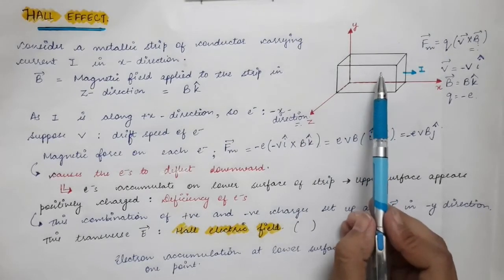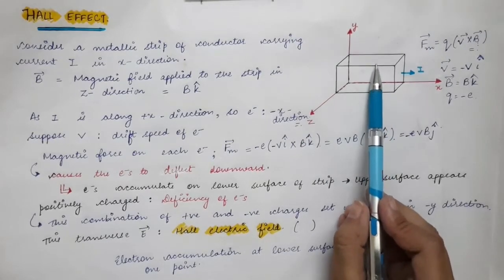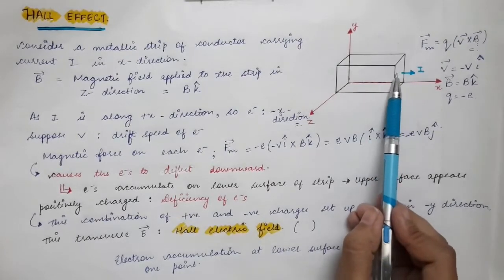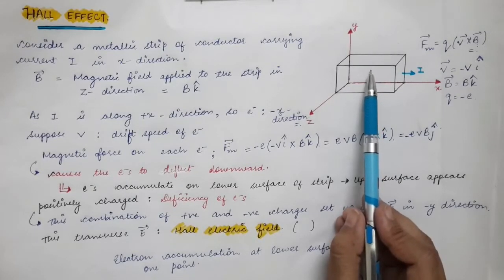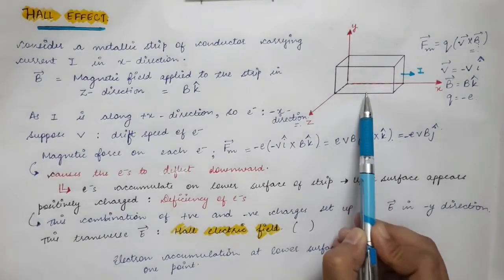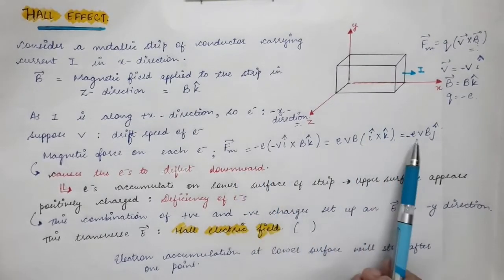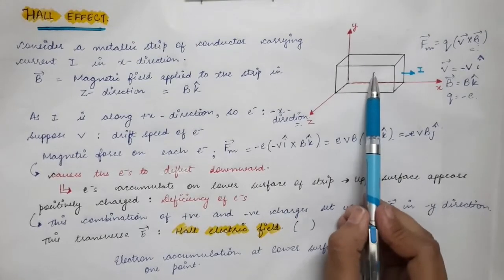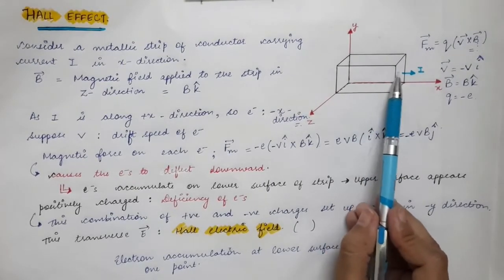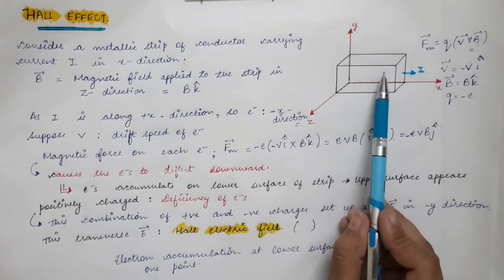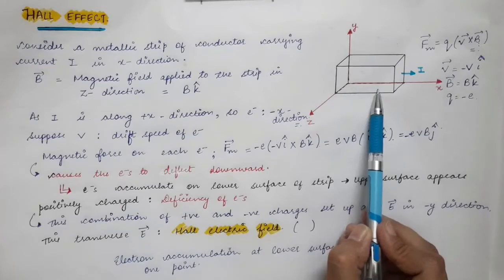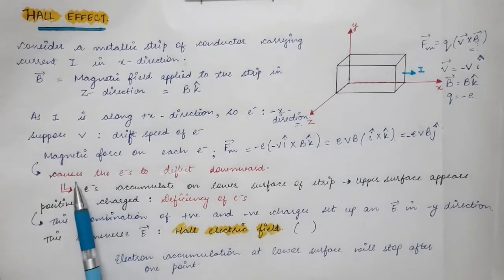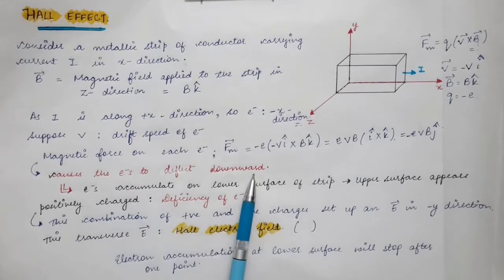Then the force acting on the electrons will be along negative y-axis. So when these electrons are entering the conductor, magnetic force will act on these electrons, and that magnetic force will push these electrons in the downward direction. So this force is acting along negative y-axis, means in the downward direction. So the electrons, when they are entering this conductor, due to the magnetic force, will be deflected in the downward direction. So this magnetic force will cause the electrons to deflect downwards.